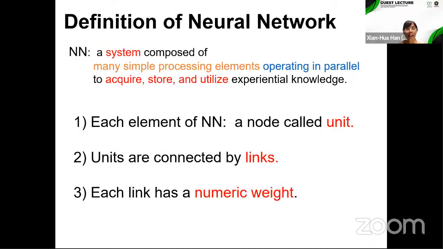A neural network is a system composed of many simple processing elements that operate in parallel to acquire, store, and utilize experiential knowledge. Each element in the neural network is a node called a unit, also called a neuron. Units are connected by links. Each link has a numeric weight, a digital weight.